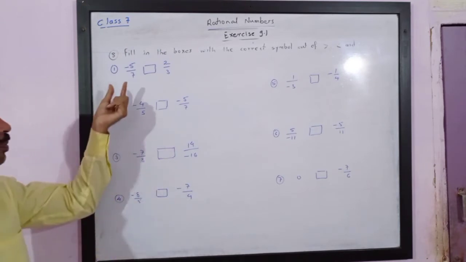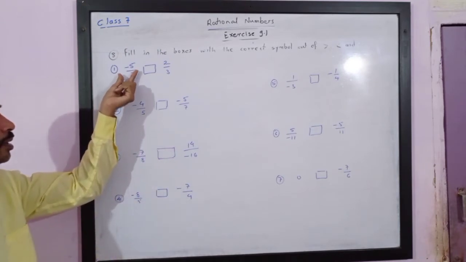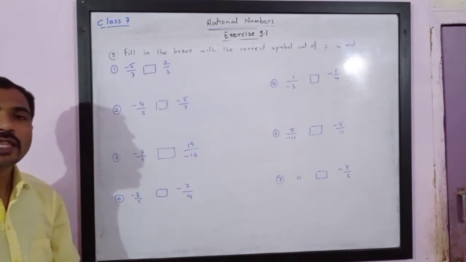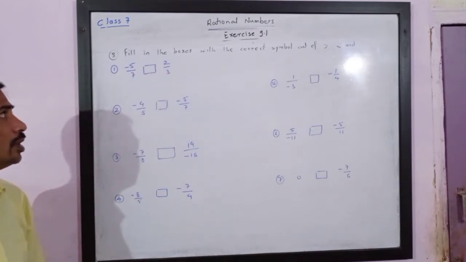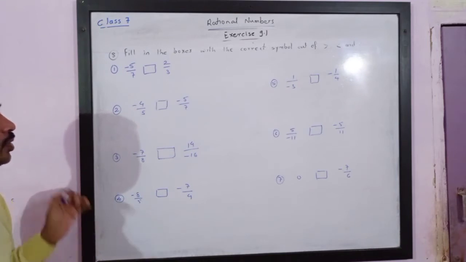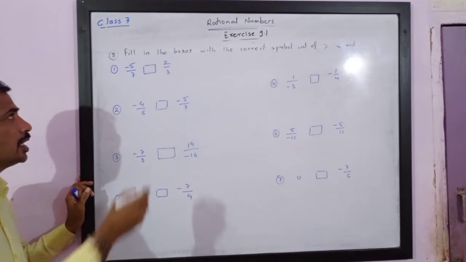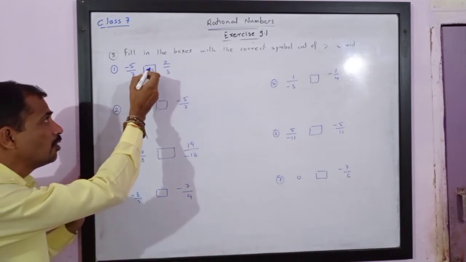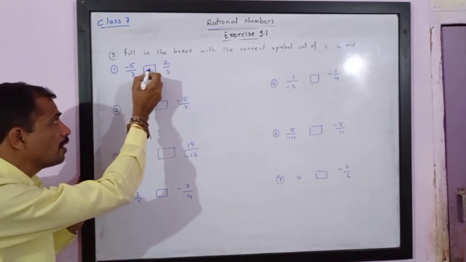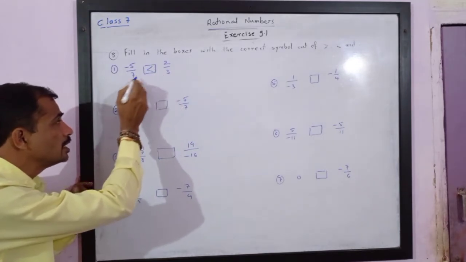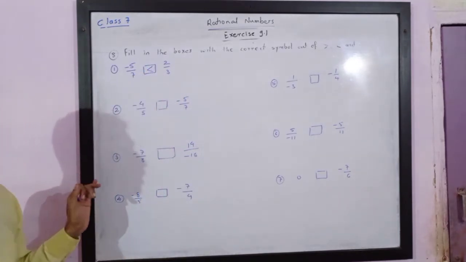Please note, negative numbers are always smaller than the positive numbers. So, negative rational numbers are also smaller than positive rational numbers. It means the symbol will be: negative 5 upon 7 is less than, is smaller than 2 upon 3.